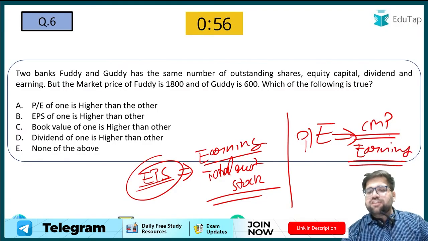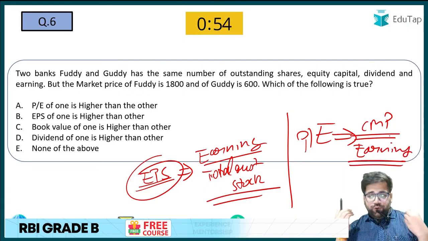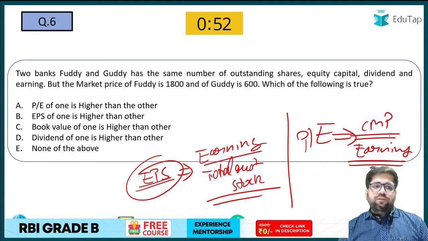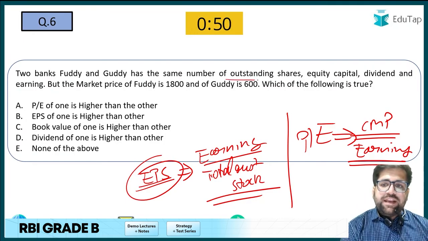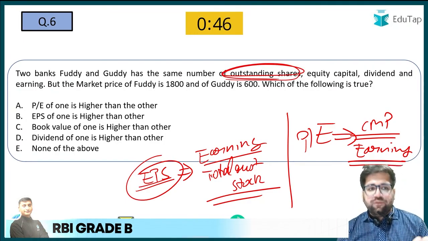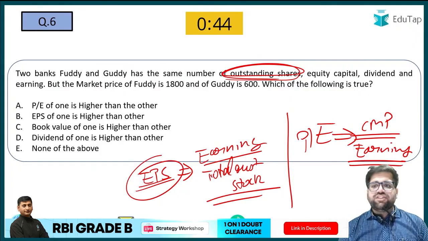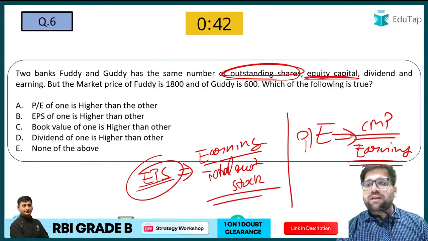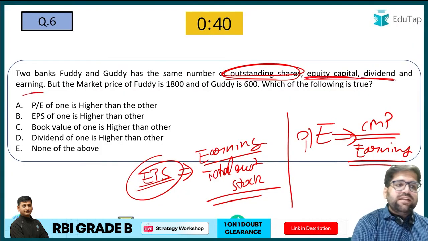Okay. So now in this particular question, I will tell you to use your brain. Two banks, Foodie and Goody, have the same number of outstanding shares. Okay, focus on this particular word. Two banks, Foodie and Goody, have the same number of outstanding shares. Equity capital is also the same. Dividend is also the same. Earnings is also the same.